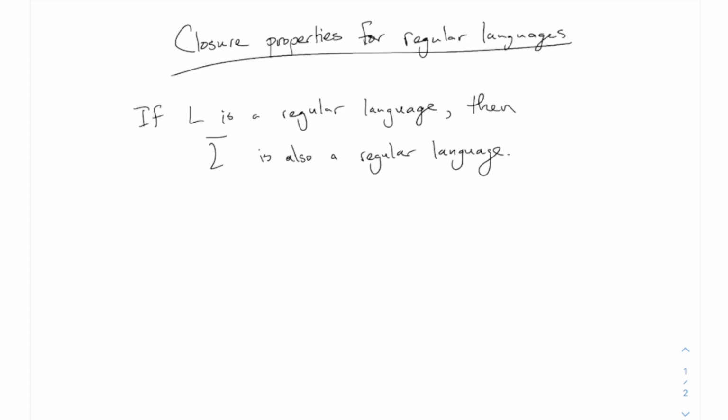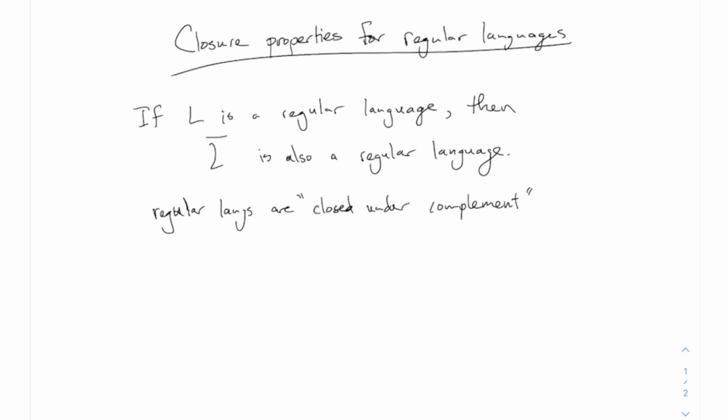In terms of phrasing it like a closure property, I would say for this particular thing, the regular languages are closed under complement. That means if you start with a regular language and you take the complement, the result is again a regular language. All right, closed under complements. And each of these closure properties carries with it a particular construction for DFAs.